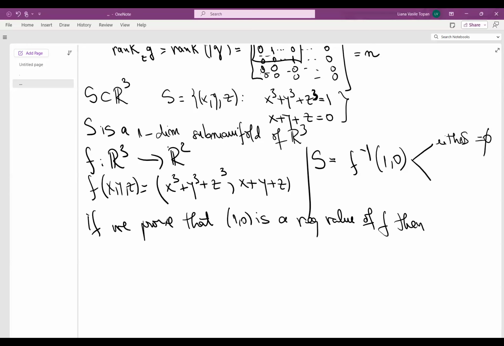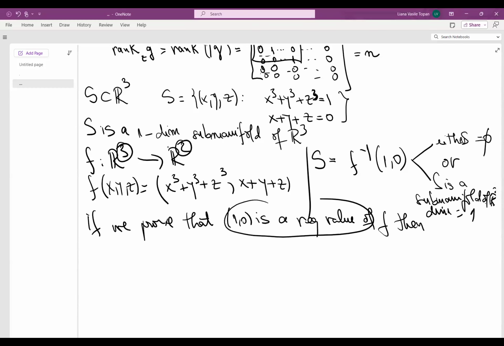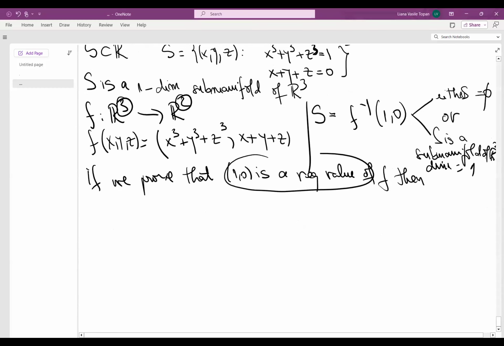because regular value means that either the set S is empty, which is not, it's very simple to give a point there, or S is a submanifold of R cube with dimension the dimension of the domain, which is 3, minus the dimension of the codomain, which is 2, so dimension 1. So in fact, we just need to show that (1, 0) is a regular value. So we do the same thing. We calculate the critical points, then the critical values, and everything else is a regular value.